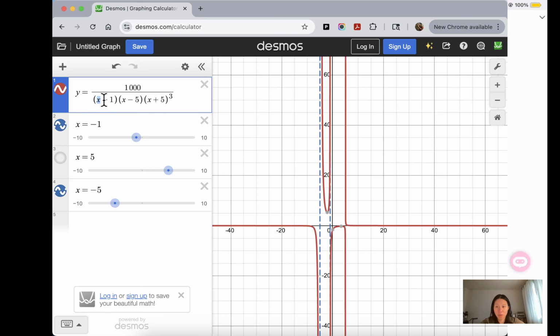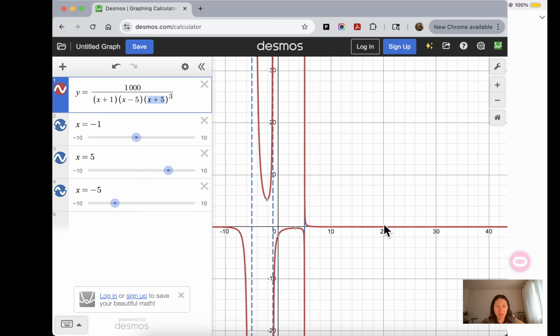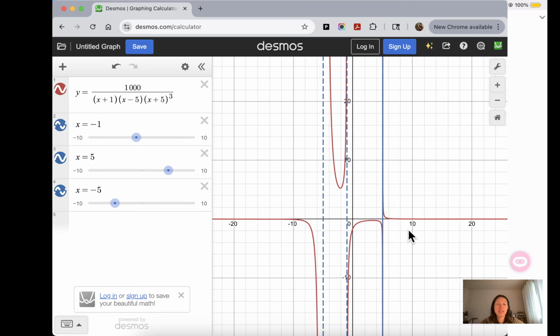The first one gives us x equals negative 1. The second one gives us x equals 5. The third one gives us x equals negative 5. Now, let's look at these asymptotes and see how the multiplicity of the factor changes the behavior next to the asymptote. I'm going to cover the other two asymptotes and just look at one: x equals negative 5. Right now the factor is x plus 5 to the third power, so this is a multiplicity of 3.